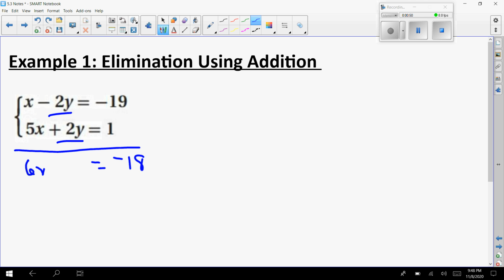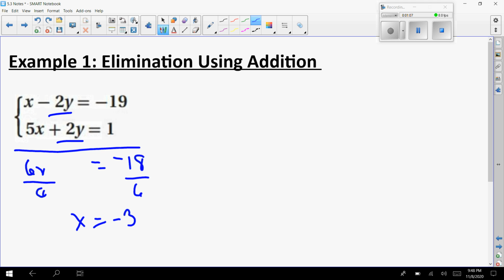Notice for this method, we have to have our x's lined up, our y's lined up, the equal signs lined up, and our numbers lined up. Once we get it to this point, we divide both sides by 6, and we get x equals negative 3.